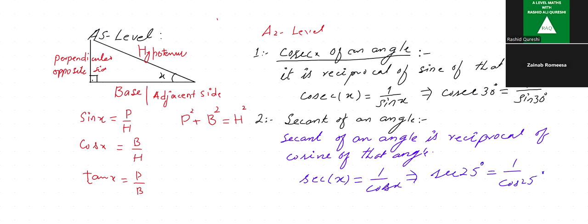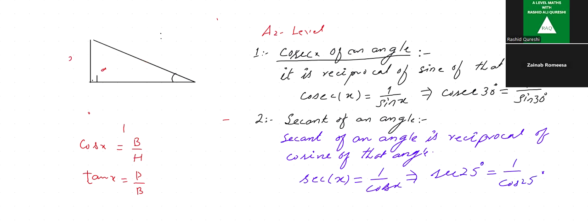And the last trigonometric ratio, because we have the six trigonometric ratios, will be cotangent of an angle. So if I have to find cotangent of an angle, cotangent of an angle.